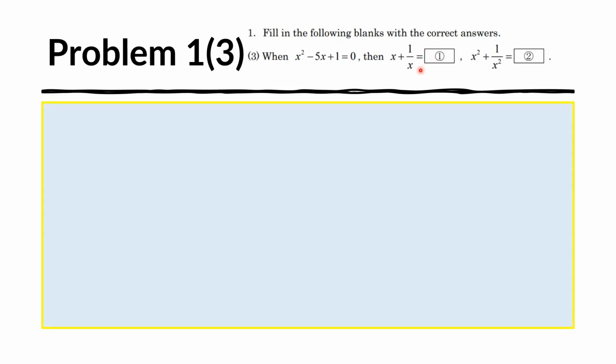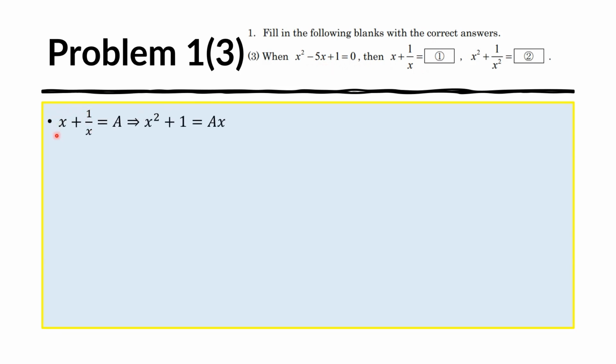Now we are asked to compute x plus 1 over x and x squared plus 1 over x squared if x squared minus 5x plus 1 equals 0. The technique I use to solve these kinds of problems is to assume an answer here and then manipulate this equation to obtain this quadratic equation. So here, that's what we'll do.